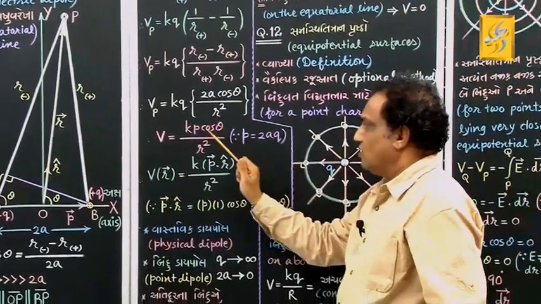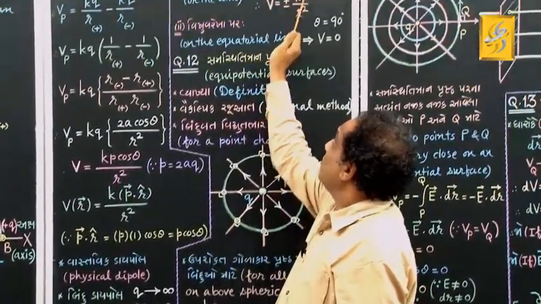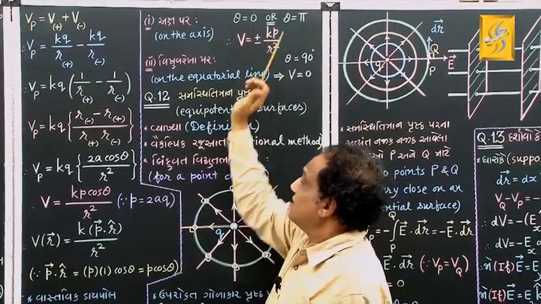When theta is 0 degrees, cos 0 is 1. So at that time it is Kp upon R square. Here it is, Kp upon R square, when theta is 0 degrees.